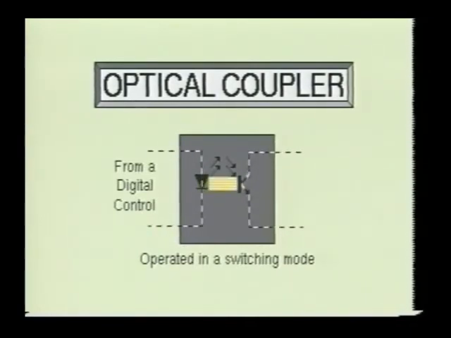When operated as a switch, both the LED and phototransistor are normally in their off condition. A pulse of current through the LED will cause the phototransistor to switch on for the duration of the pulse.